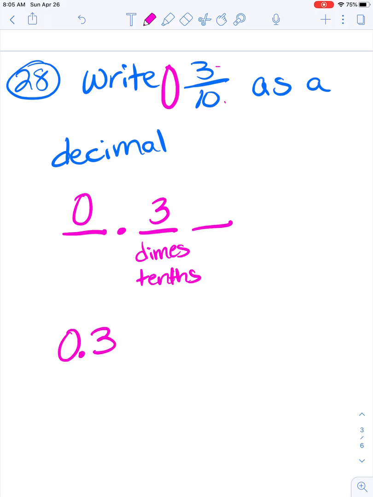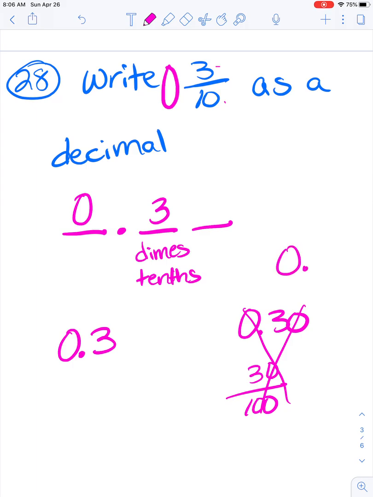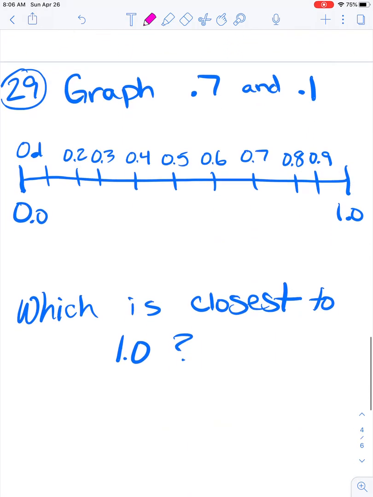Now, this is your answer, 0 and 3 tenths. If I would have added a 0 behind it, this would actually say 30 hundredths. So that would actually not be right. It is the same because we know that the 3 in the tenths place is 30, but it's just asking for 3 tenths. So this is okay, but without it is better.